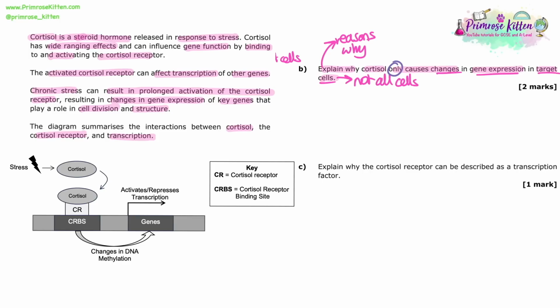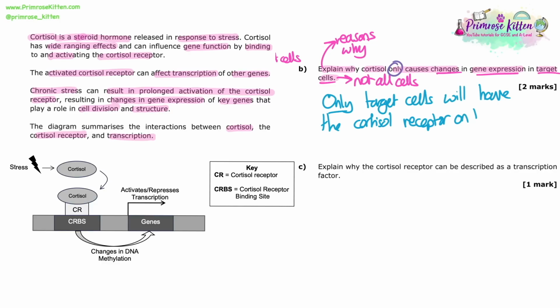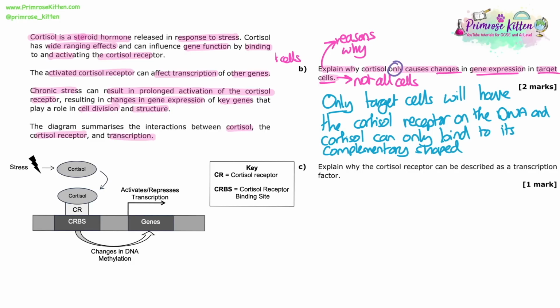So it's the receptor that's only going to be found in target cells, and obviously the cortisol will only be able to bind to its complementary receptor. So only target cells will have the cortisol receptor on the DNA. You could just say this the other way and say not all cells will have the cortisol receptor on the DNA. They say the same thing, that will give you the mark. And cortisol can only bind to its complementary cortisol receptor. A lot of the time with receptor questions, it is about shape.